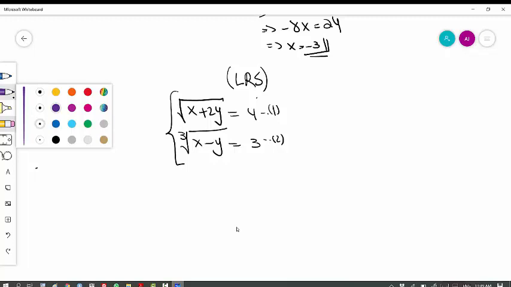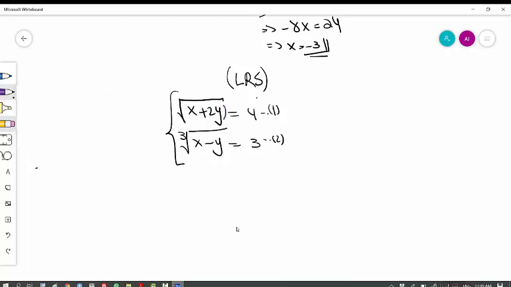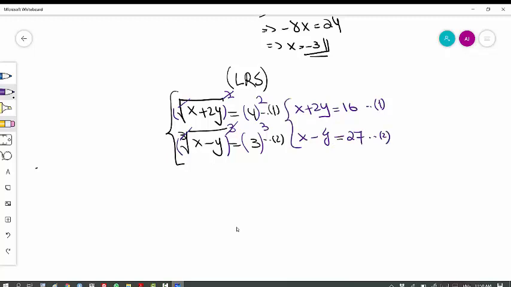From here, in the first equation, I raise everything to the power 2 because of the degree of the radical. And from here, what I get is this 2 and this radical sign cancelling out each other. It becomes x plus 2y is equal to 16. First equation. For the second equation, I raise everything to the power 3. And this becomes this and this cancelling out one another. It just becomes x minus y is equal to 27. Second equation. And I hope you know how to solve the system, the solution of which I give in the homework.